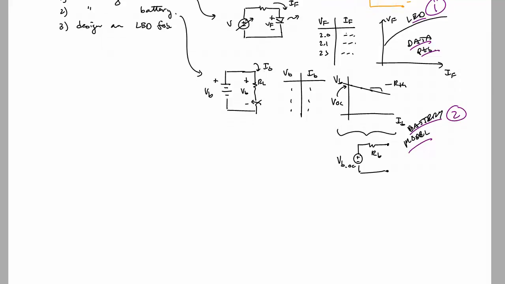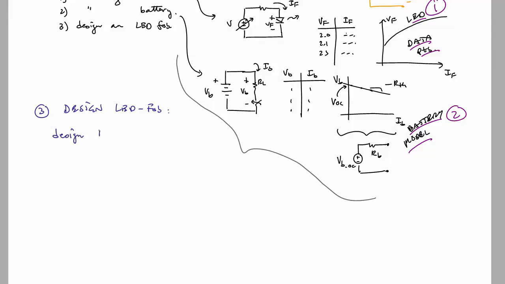Then you're going to use it to actually design your LED fob. Now what does this mean? You'll be given a specification that says something like design I forward to be equal to, and I forget the numbers I actually asked for, maybe one of them is 6.8 milliamps, some small milliamp value.